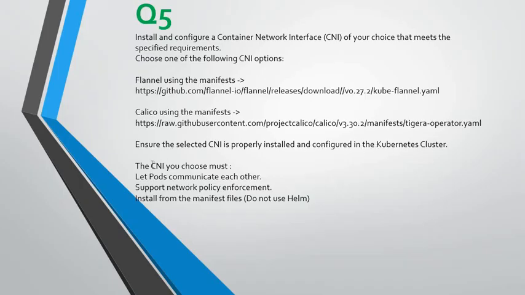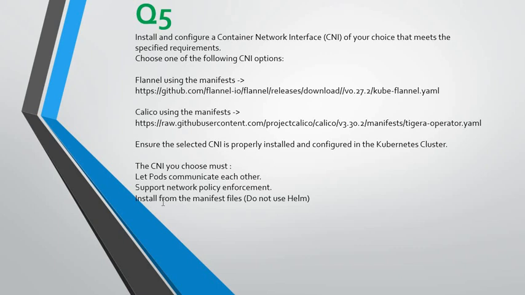Now, the requirement is that the CNI you choose must let pods communicate with each other. Flannel and Calico both support this. The next part is support network policy enforcement. That is very crucial, and you have to understand it. If you have worked on both Flannel and Calico, you should be aware of this. Otherwise, you can check and test. Flannel does not support network policy enforcement. So in this case, you have to select Calico.